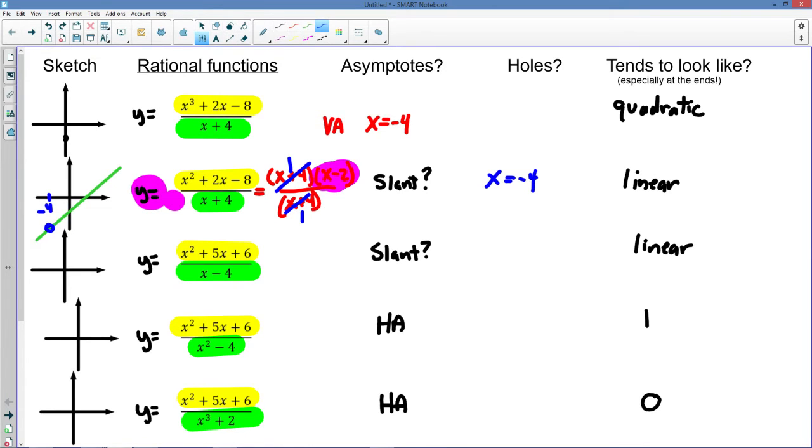So it's basically that green line with a little hole there. Desmos won't show us. When we go to graph this, even on the graphing calculator, you won't see the hole. You'll see the line, but we know there's a hole here. Okay?